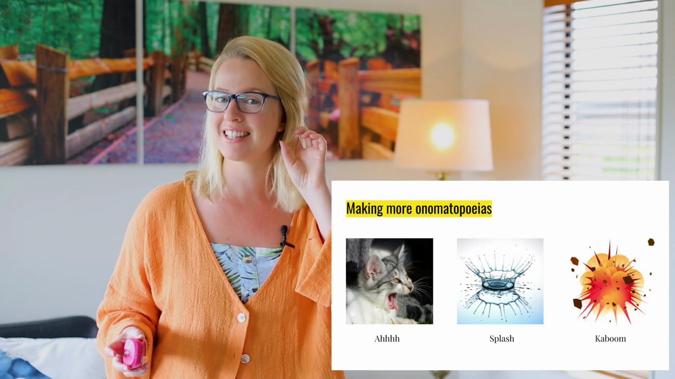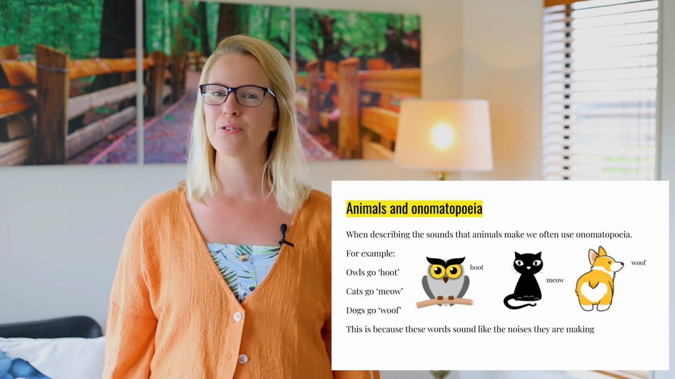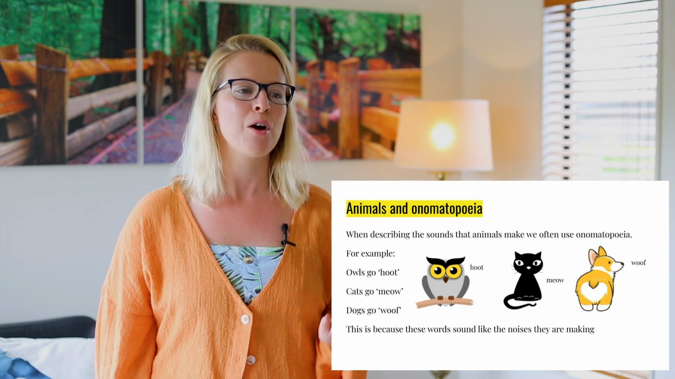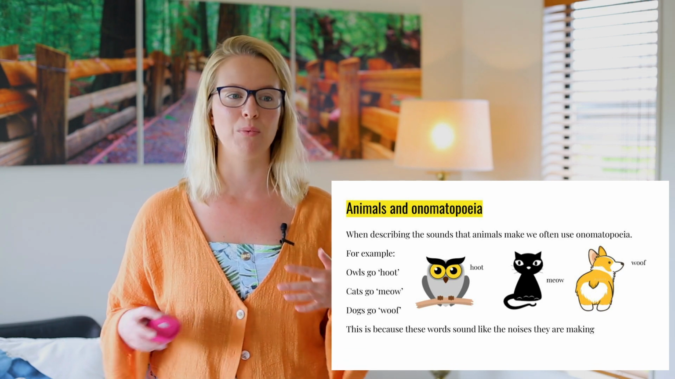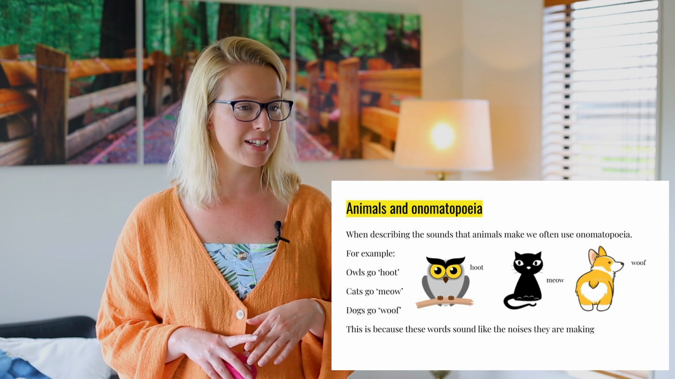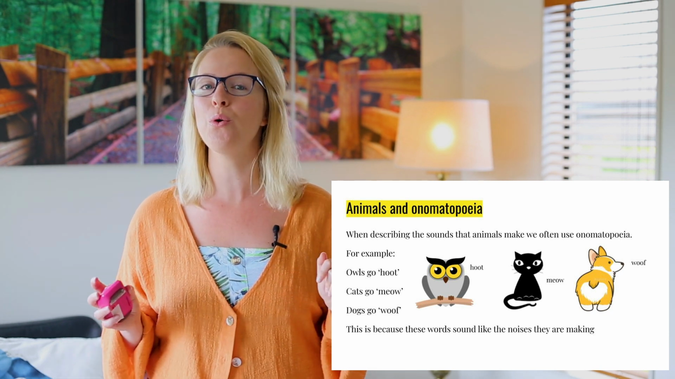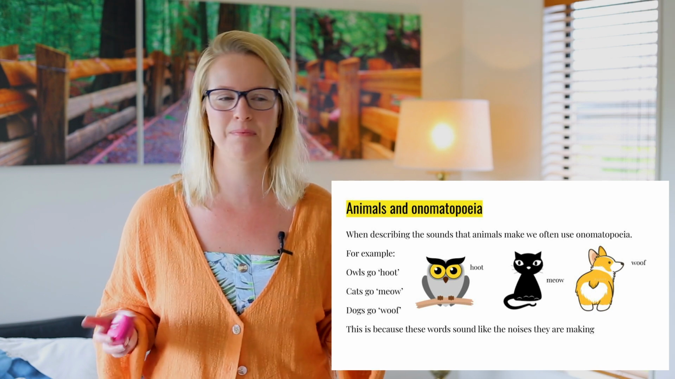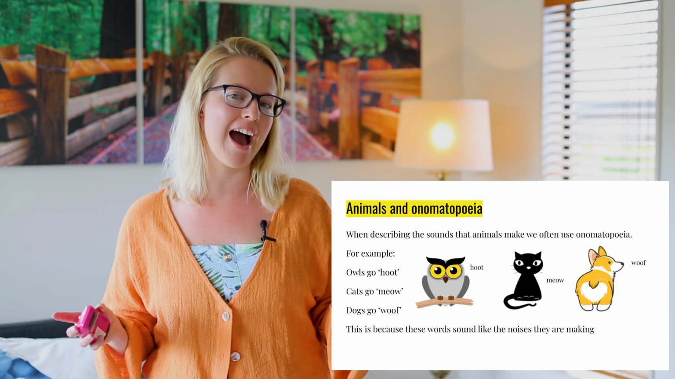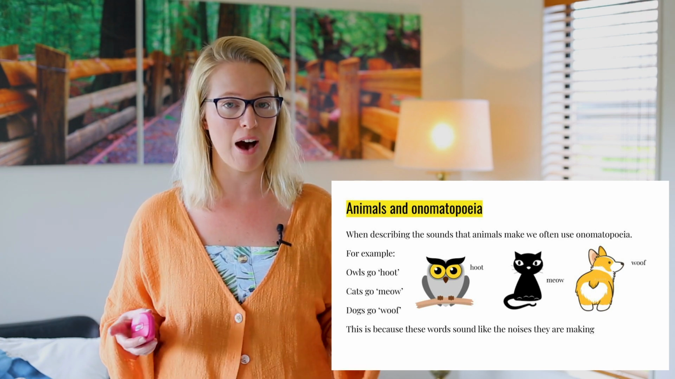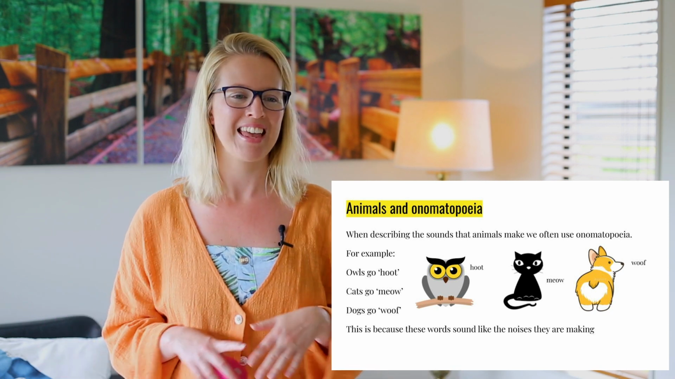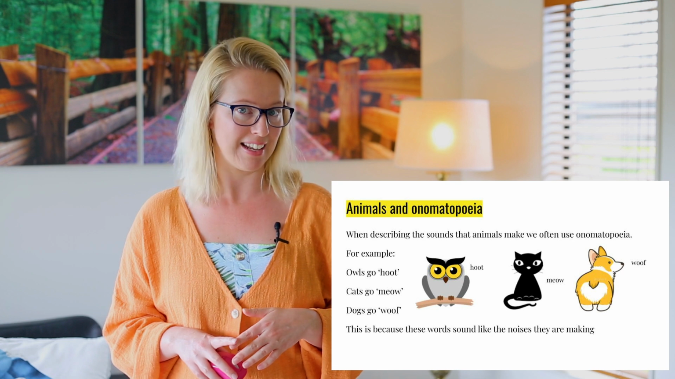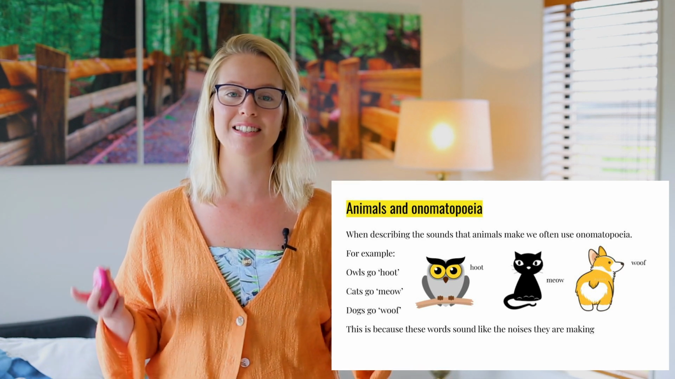So the reason why the words are written this way is because that's the best way we can write how those words actually sound. Right, let's talk about animals in onomatopoeia. When describing the sounds that animals make, we often use onomatopoeia. For example, owls go hoot, hoot. We've said they go hoot because that's actually what the sound sounds like. We say that a cat goes meow, and it's written as the word meow because it sounds like meow. And then dogs go woof, woof. And again, it's because that's how the sound is actually written. This is because the words actually sound like the noises they are making.